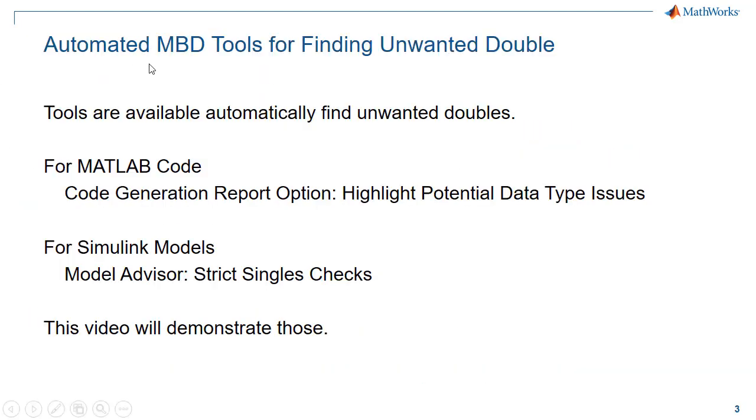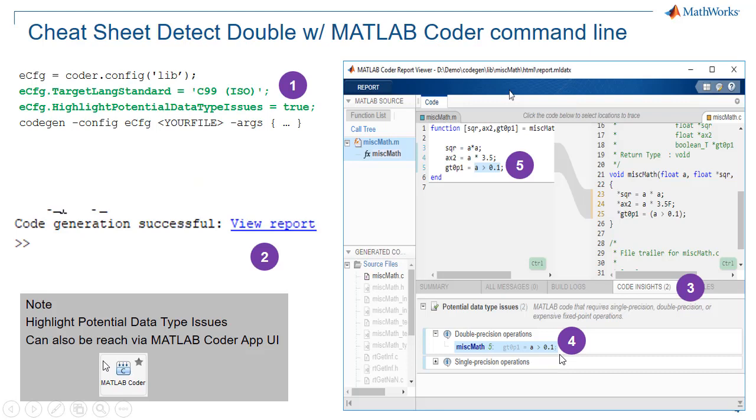So there are automated tools that model-based design provides for finding these unwanted doubles. These are available for MATLAB code. You can use a MATLAB Coder code generation report option called Highlight Potential Data Type Issues. You can also find this in Simulink models using Model Advisor using the strict singles checks. And we'll demonstrate that. First, let's give a quick look at a cheat sheet for doing this in doubles.